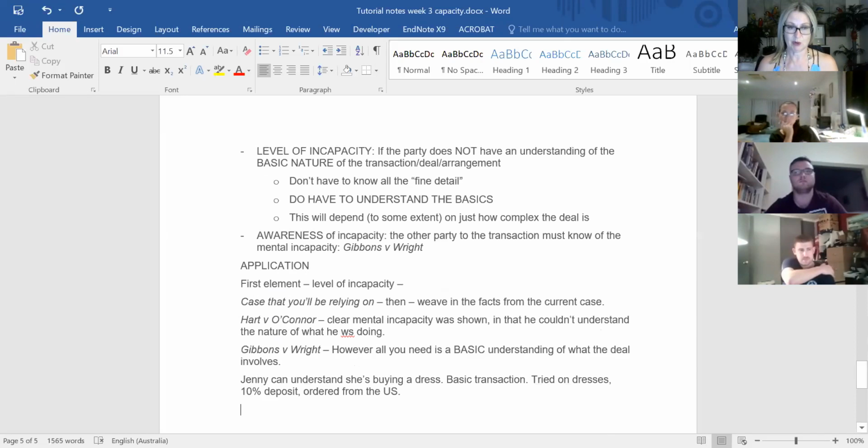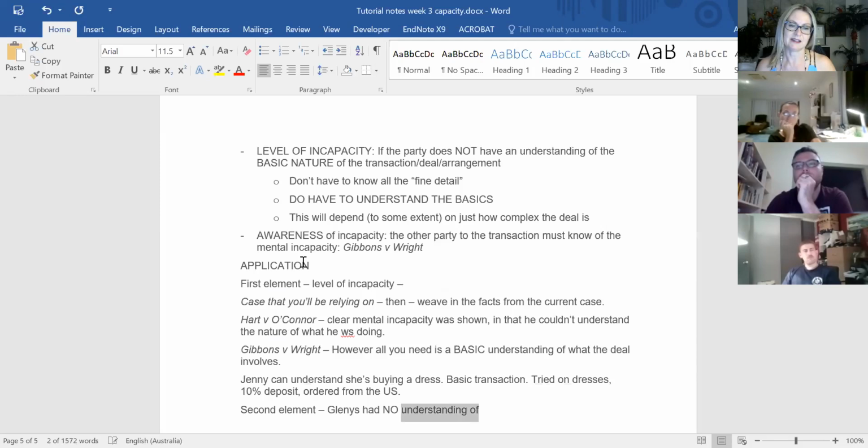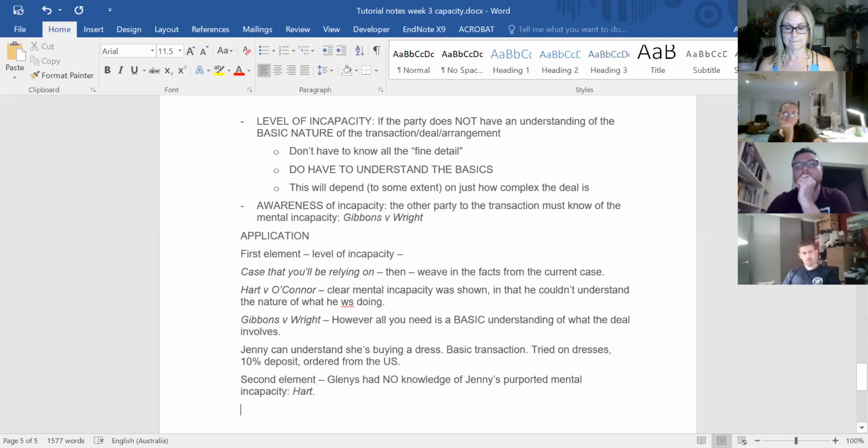I think Jenny would fall down there because remember the onus is on Jenny. However, we would certainly succeed in terms of the second element because Glenys had no understanding, no knowledge of Jenny's reported condition. And there you would be citing, obviously, Hart and O'Connor. Okay? So, conclusion. I think probably both interests will likely be in force.